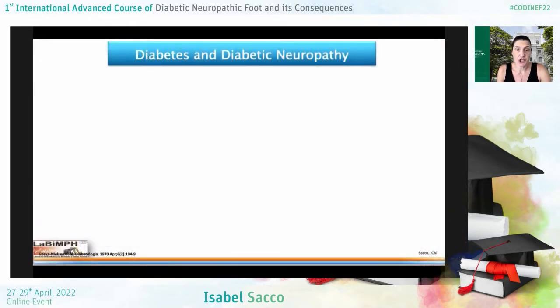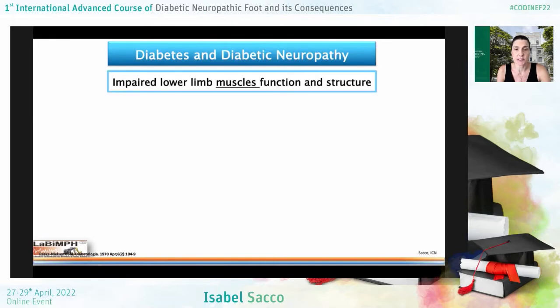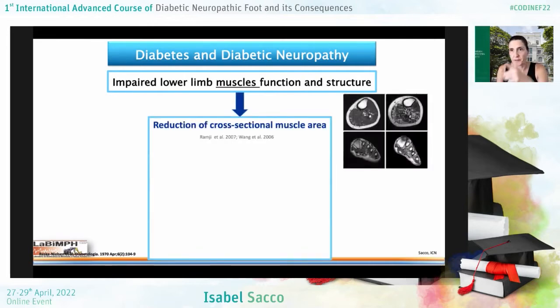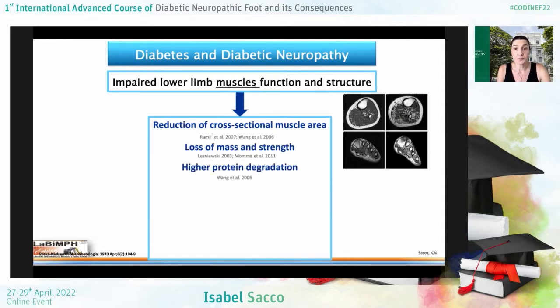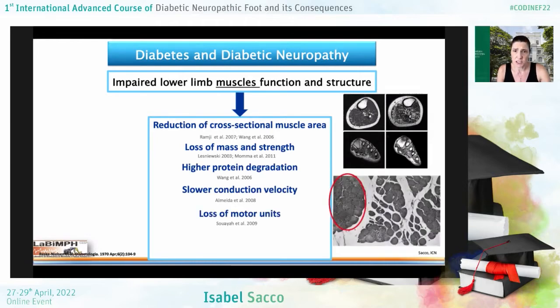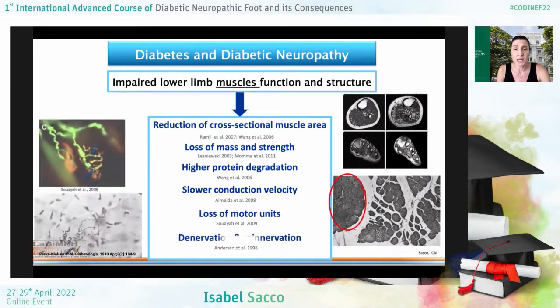Diabetic patients show progressive changes in muscle structure and function, such as reduction of the muscle cross-sectional area, as shown in this picture, loss of muscle mass and strength, higher protein degradation, slower conduction velocity, loss of motor units, mainly the smaller ones, and process of denervation and reinnervation, as shown in this picture.